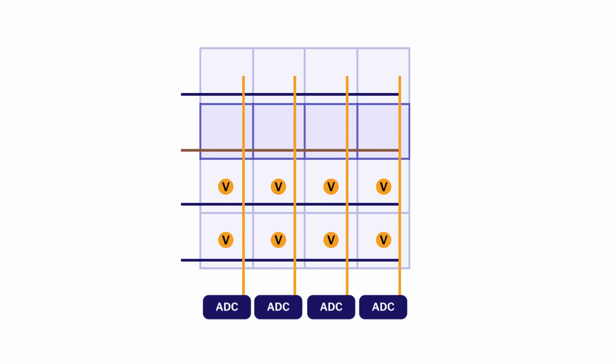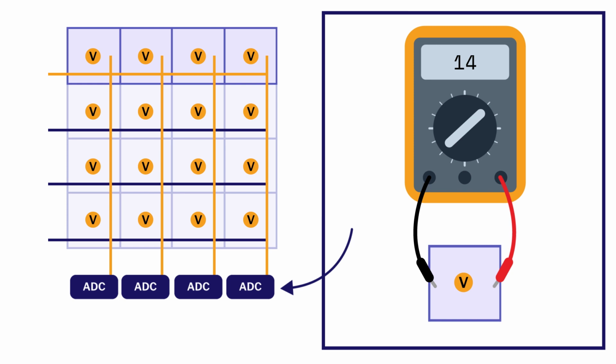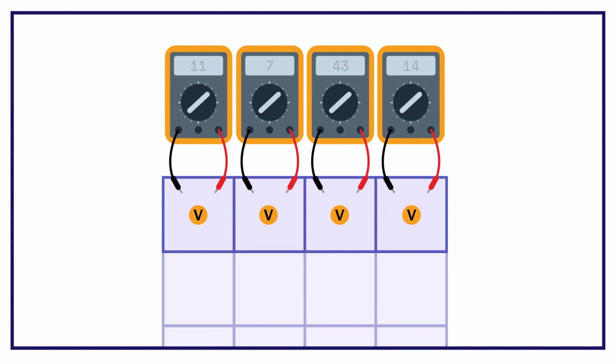You can imagine this like having a digital multimeter or voltmeter connected to each pixel in the row, showing the analog voltage signal as a number on screen. This way, you can read the information from all the pixels in the row at the same time. This information is then sent to a computer and displayed on the screen as an image.